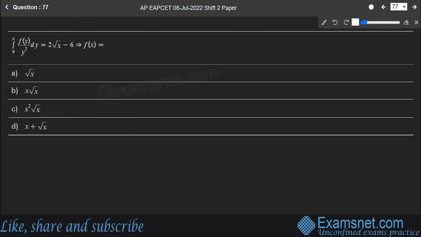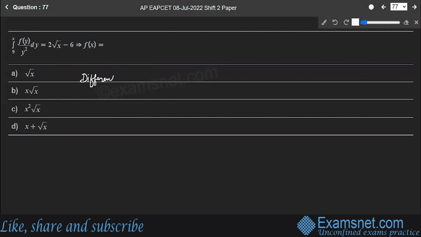Hope you are clear. Next, question number 77. You are given an integral problem again. Limits are from 9 to x, f(y) by y² dy is equal to 2√x minus 6. Here, f(x) is equal to what? So we'll be using the Leibniz rule over here.